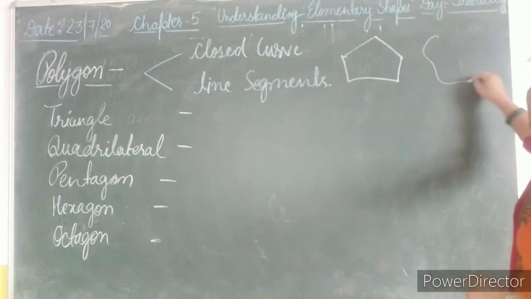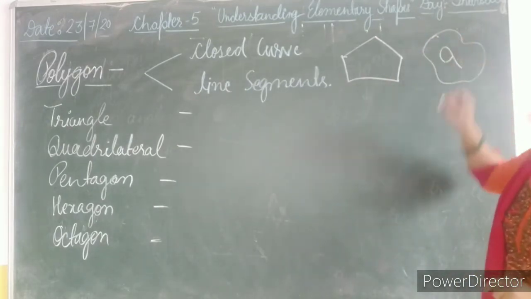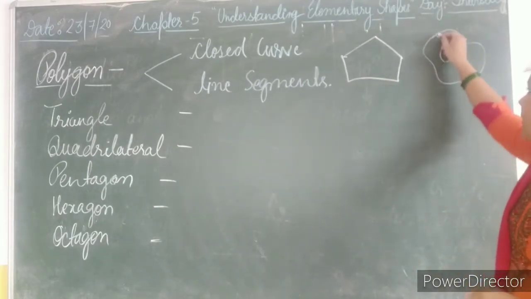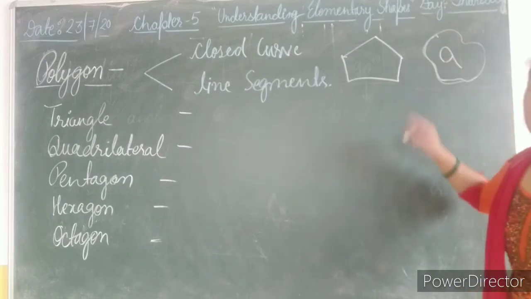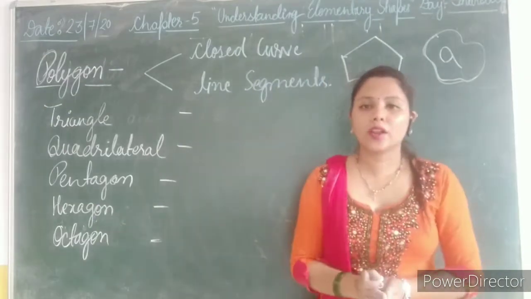Okay, so this one is also a closed curve, but that is not a polygon. Why? Because it's not made by the line segments. In line segments से मिलके नहीं बना है. This one is not your polygon.